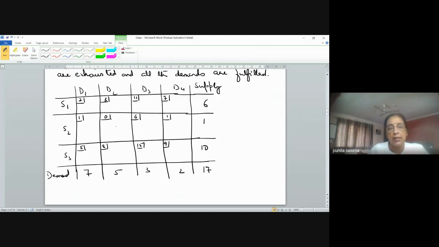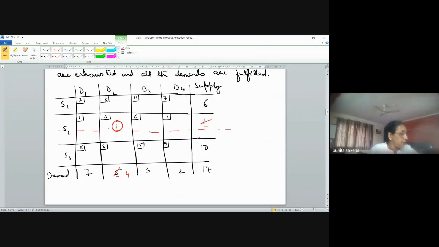So we consider this cell. Now it has to be the minimum of 1 and 5. So how much can we allocate? 1, right? The moment we do this, this gets exhausted, but you are left with 4 units more to be supplied here. So one row has been exhausted, right? So we strike off this row from the table. That means the other cells of this row are not going to be considered at all.